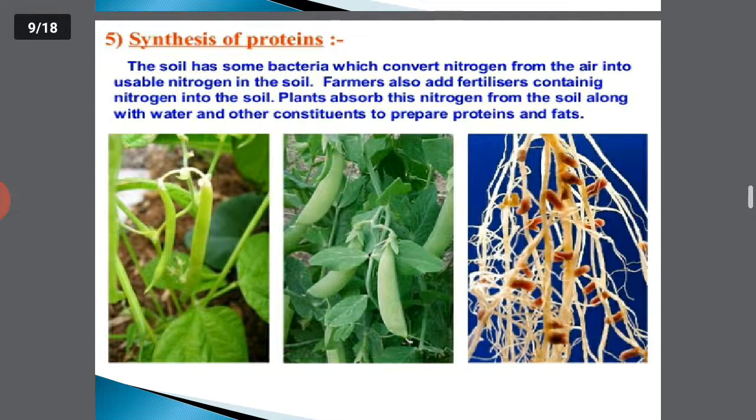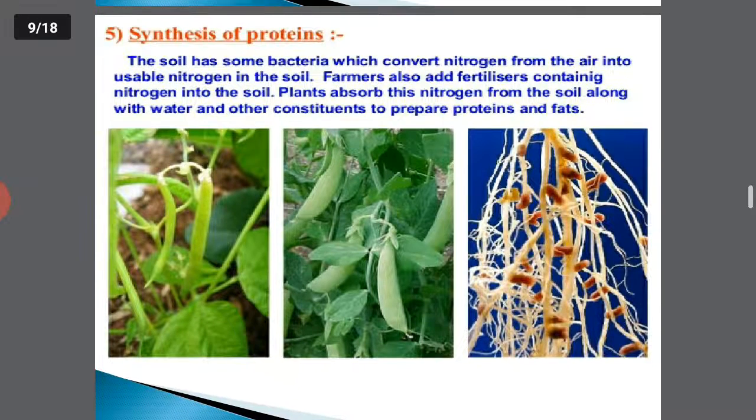Synthesis of protein. Soil has some bacteria which convert nitrogen from the air into usable nitrogen in the soil. The farmers also add fertilizers containing nitrogen to the soil. The plant absorbs this nitrogen from the soil along with water and other constituents to prepare proteins and fats.